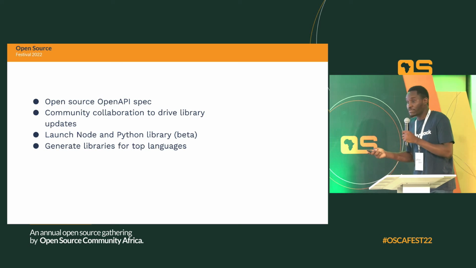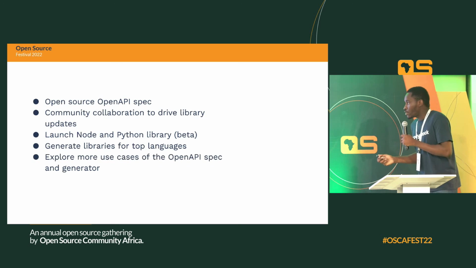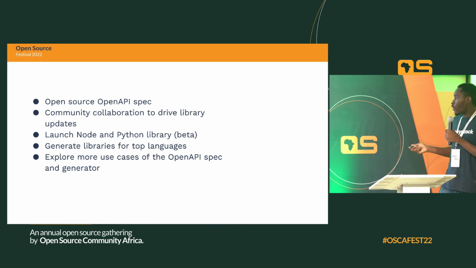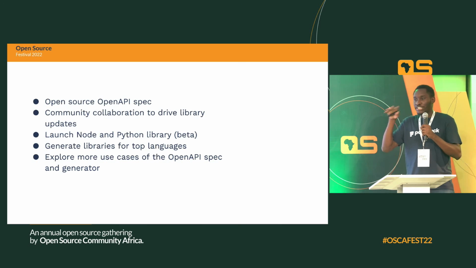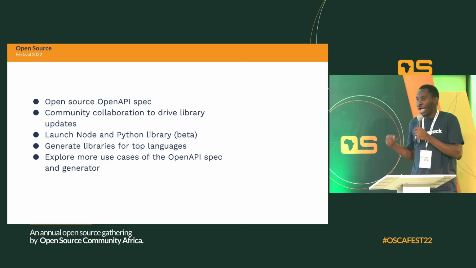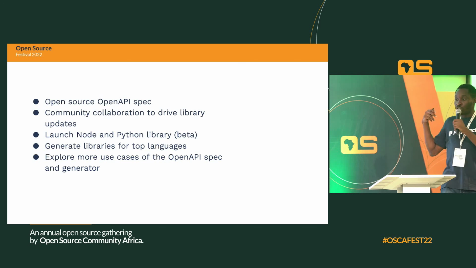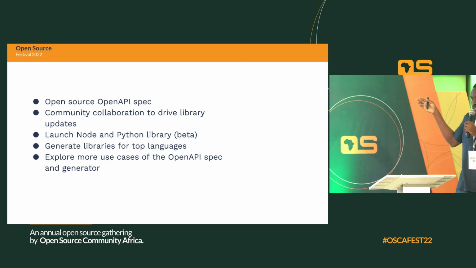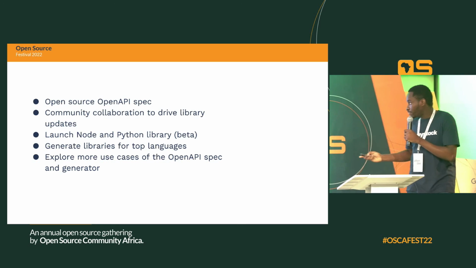Then we're going to generate libraries for our top languages, and finally we're going to explore more use cases for the OpenAPI spec and generator. One thing we're thinking of doing is our documentation itself. We want to fully optimize the process, and with this we are able to do that. If you have more questions or want to learn more about this, we're going to be writing a blog post on it. Thank you very much.